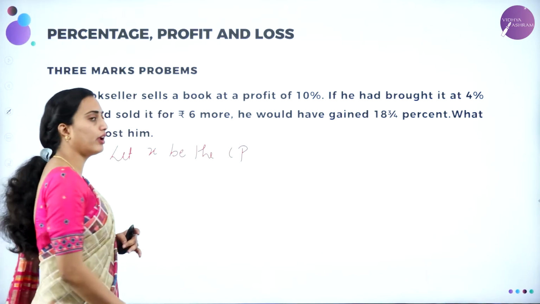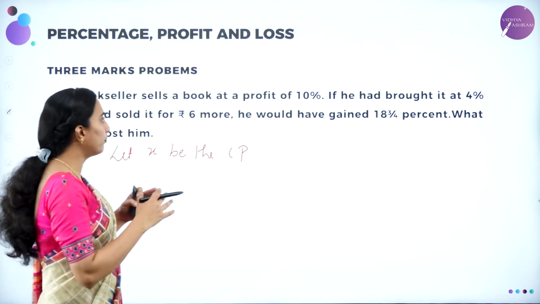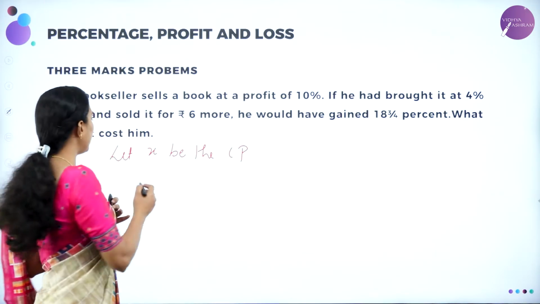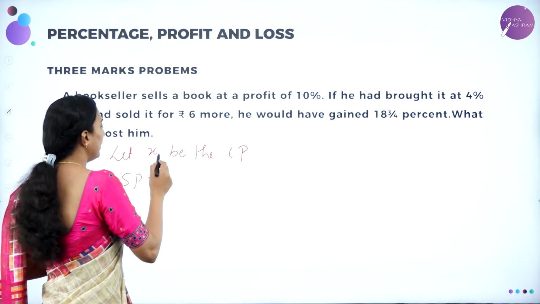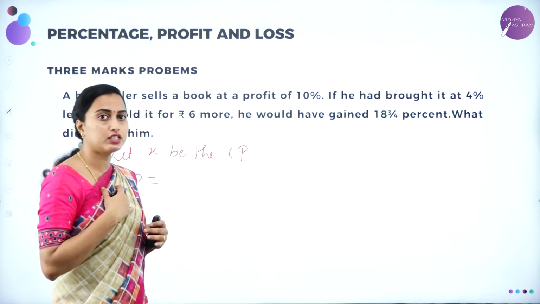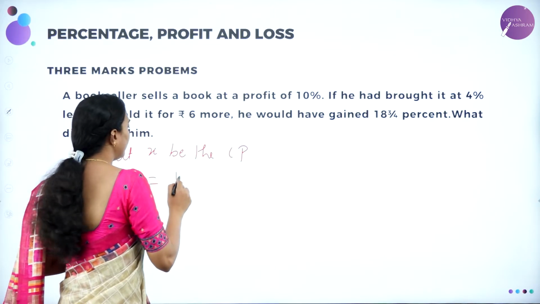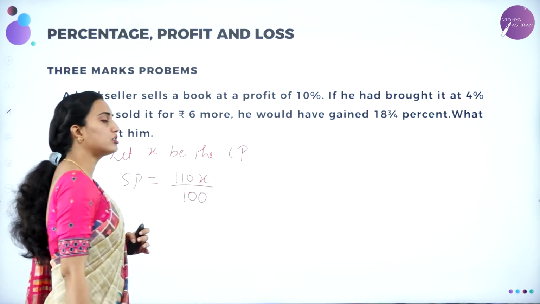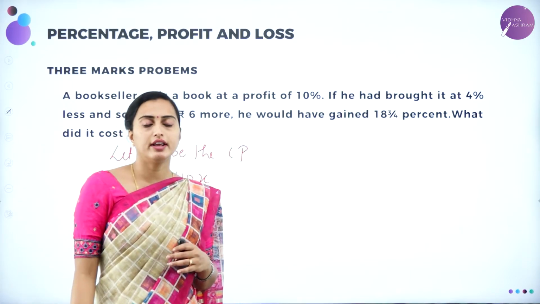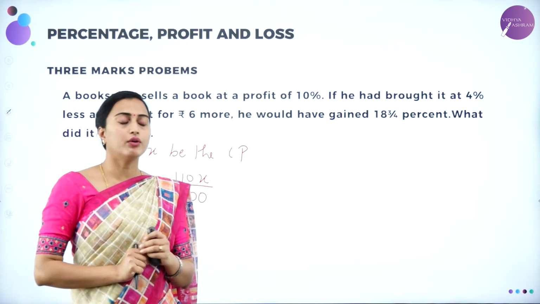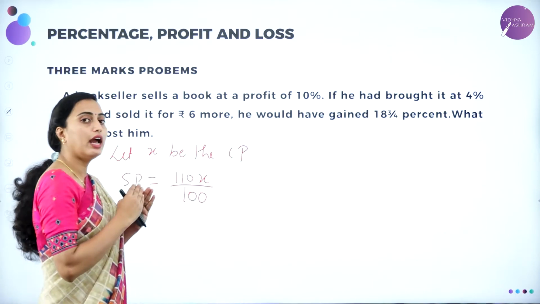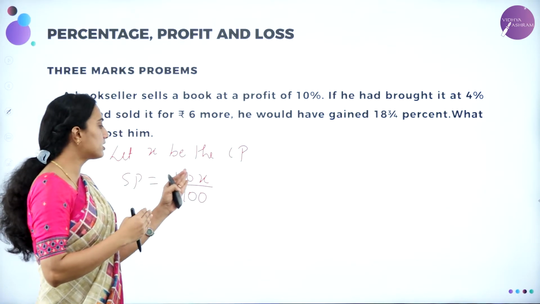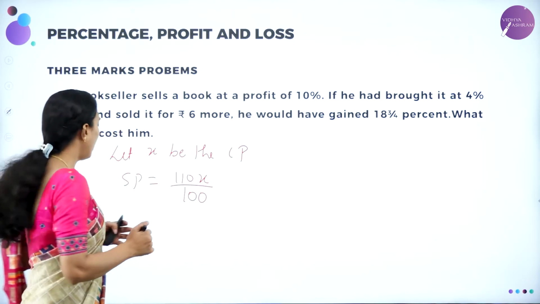Cost price of the book is x, and then it is going to be sold at a 10% profit, which means SP is equal to 10% more than x. If I take the book as rupees 100, then 10% of 100 will be 110. So you are going to have 110x divided by 100.